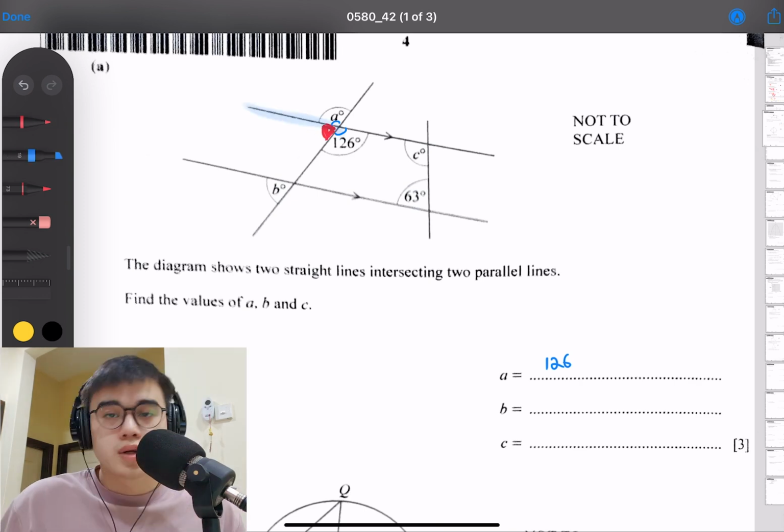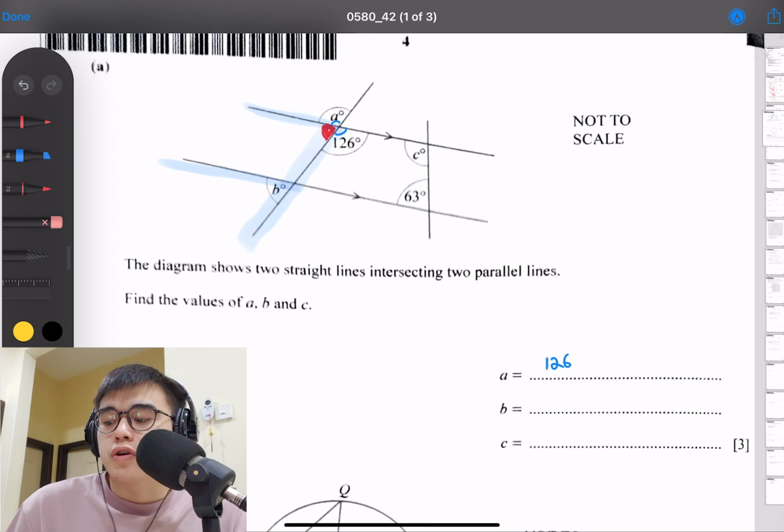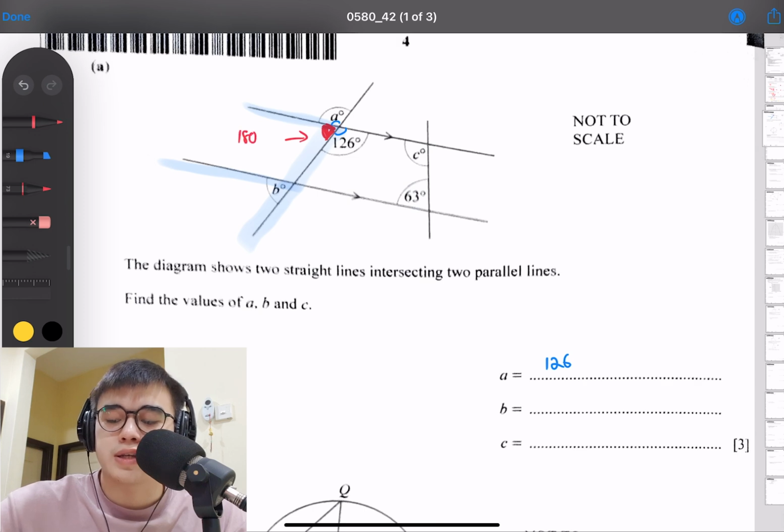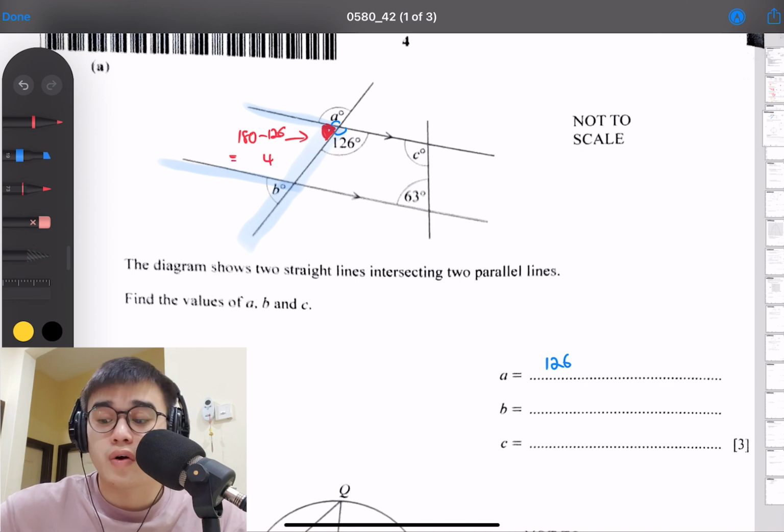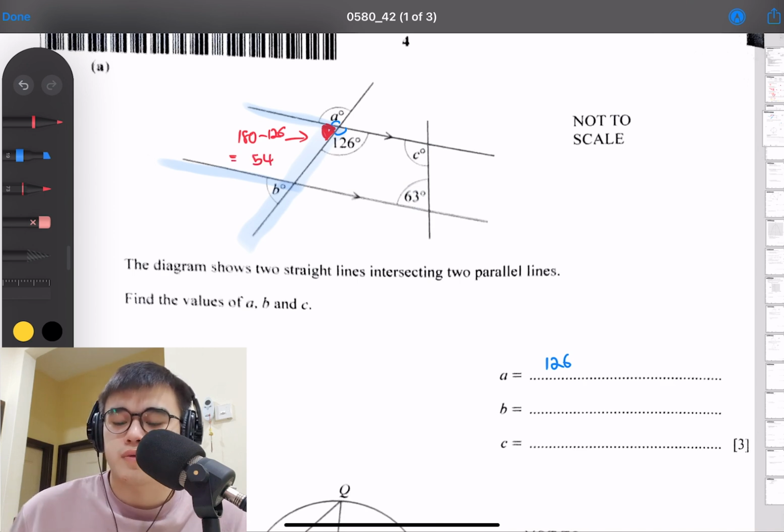So with this, this is what we call a corresponding angle here, and to get to the result, you should be taking 180 minus 126. So the answer for it is 54. Okay, 54 should be your final answer for B.